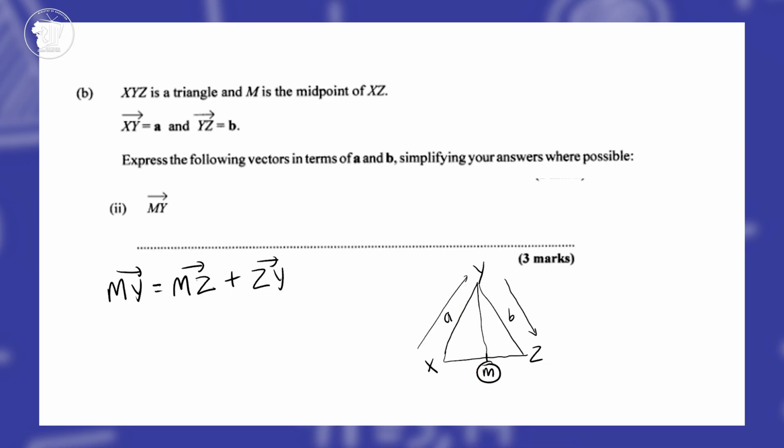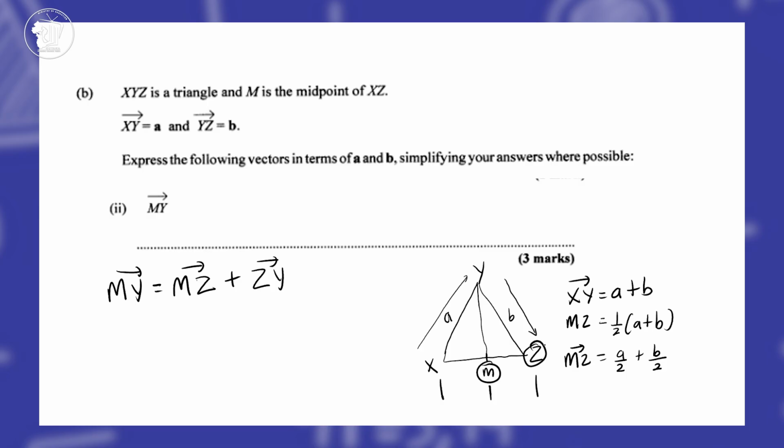But we found something just now. We found XZ to be A plus B. So let me write that here. From X to Z is A plus B. And we know that M is the midpoint of X to Z. So to travel from M to Z, it will simply be half of this journey, since M is the midpoint. So we can say half of A plus B would be MZ. Half multiplied by A would be A over 2, plus half multiplied by B would be B over 2. So MZ is equal to A over 2 plus B over 2.